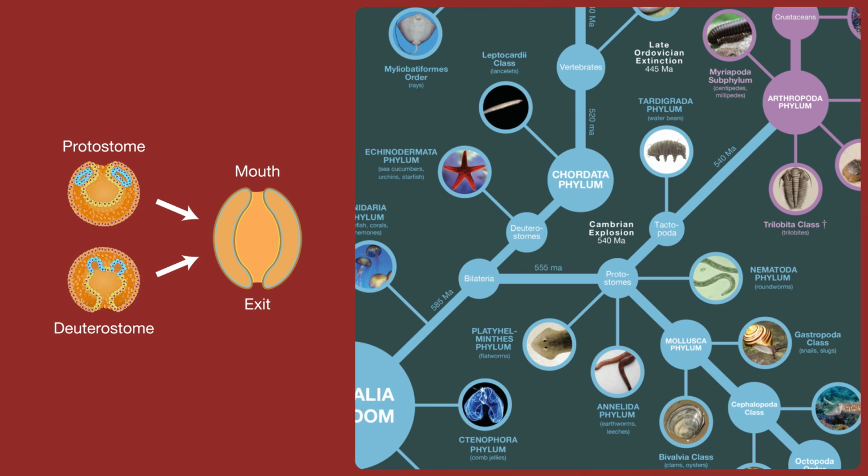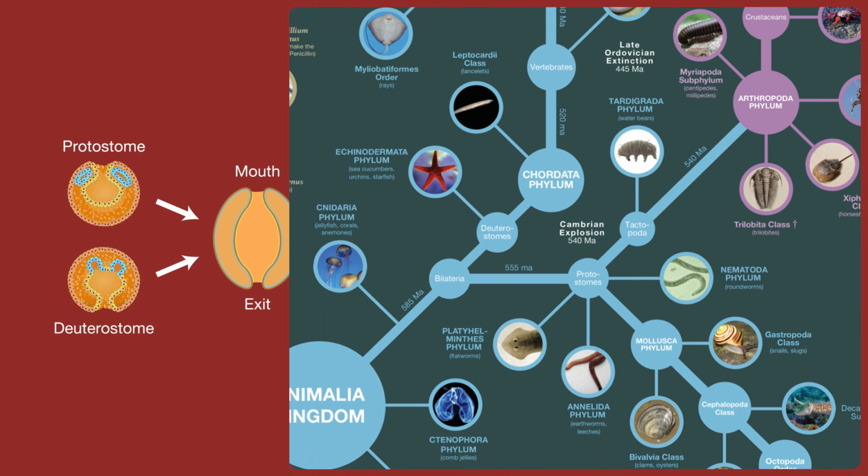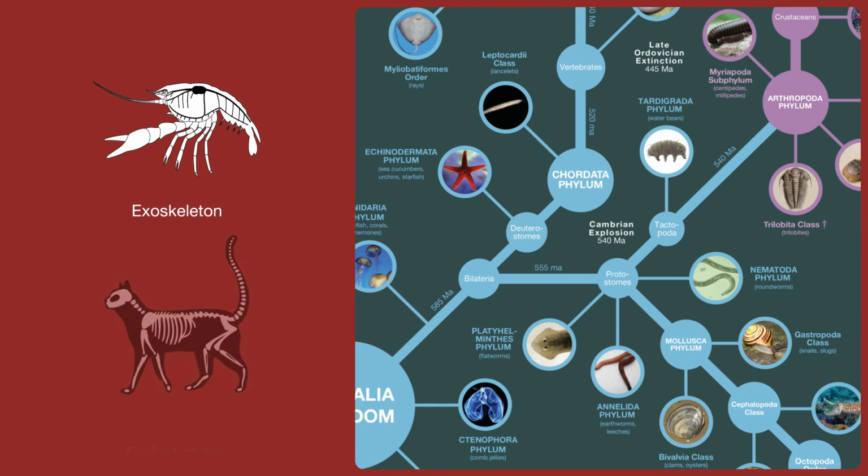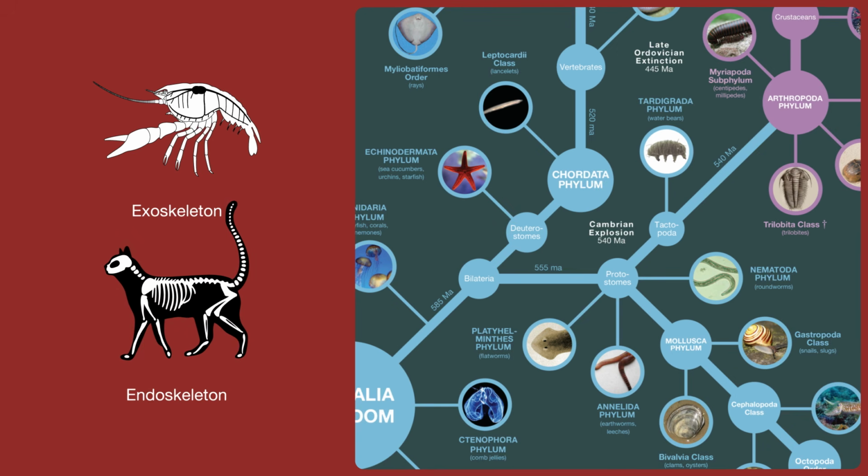The other big difference is that the protostome branch went on to produce life forms with an exoskeleton, or outer shell, like insects, for example. Whereas deuterostomes went on to produce life forms with an endoskeleton, meaning that they have their hard parts, called bones, on the inside. Let's look at protostomes first.